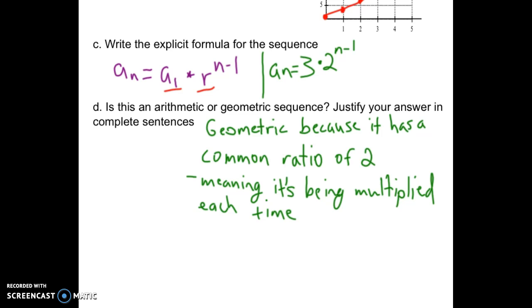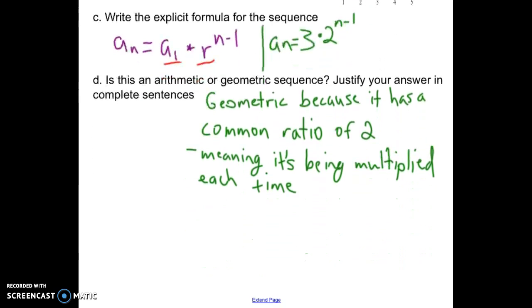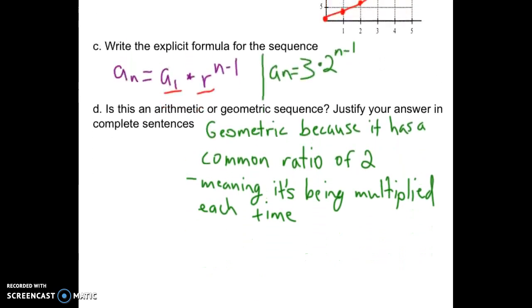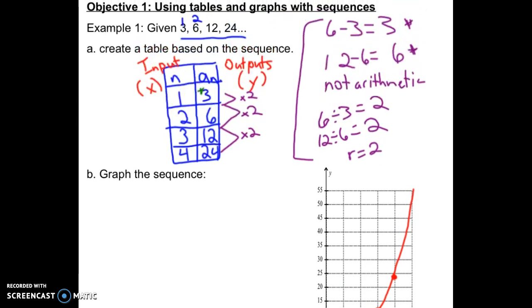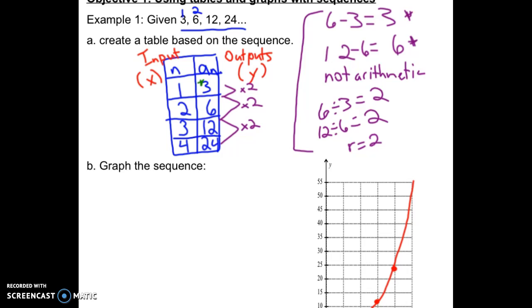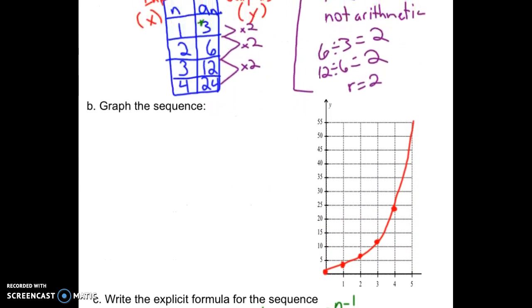So, I answered all of the options, A, B, C, and D. You have 2 problems now to try, 2 more examples to try that look similar to this, that test your knowledge of being able to create a table, part A, graphing the sequence, part B, writing the explicit formula, and then describing to me whether it's arithmetic or geometric.